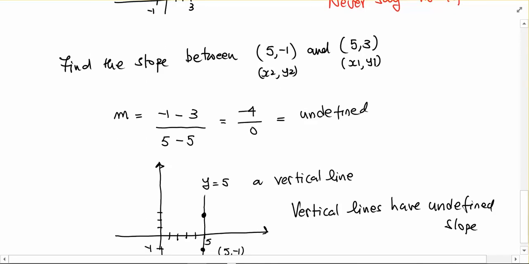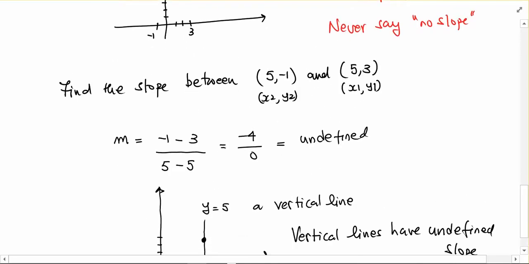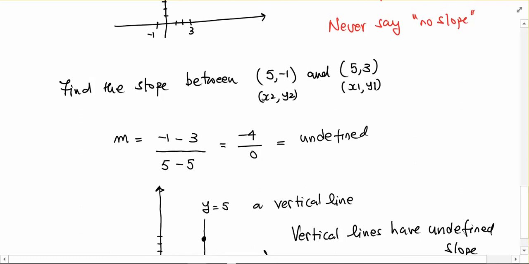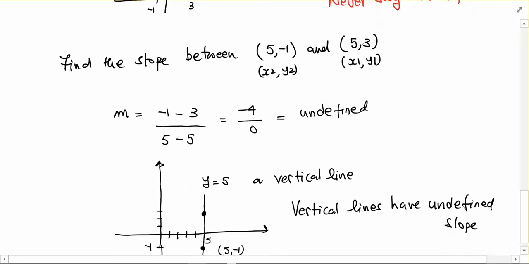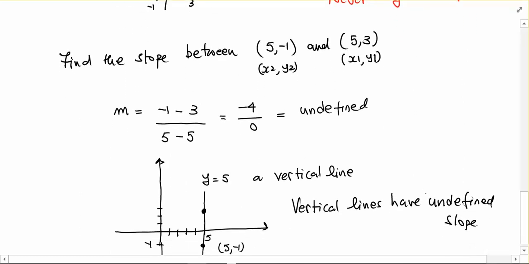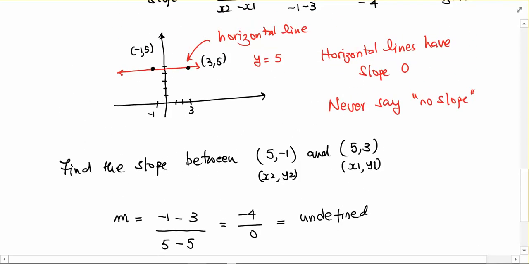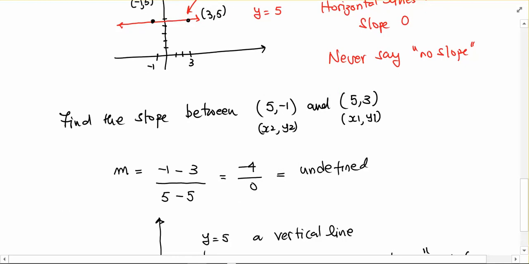And this is the reason why it's not good to say no slope, because what does that mean? Does it mean it's undefined, or does it mean it's 0? So if it's a vertical line, always say undefined. Cannot be defined. If it's a horizontal line, always say the slope is 0. And you can figure that out using the slope formula or by inspection. Okay? All right.